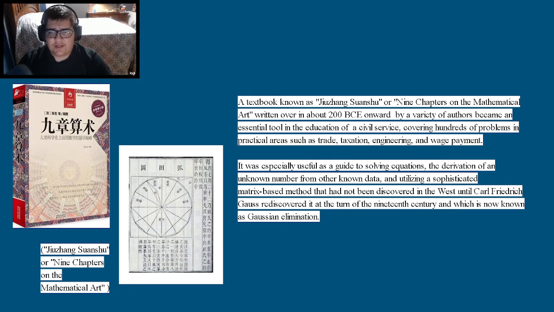It was especially useful as a guide to solving equations and unknown numbers from other known data, and utilizing sophisticated matrix-based methods that had not been discovered in the West until Carl Friedrich Gauss rediscovered it at the turn of the 19th century, and which is known as Gaussian elimination. So we can see pictures of the book, and I just put an example of what one of the pages in the book looks like.